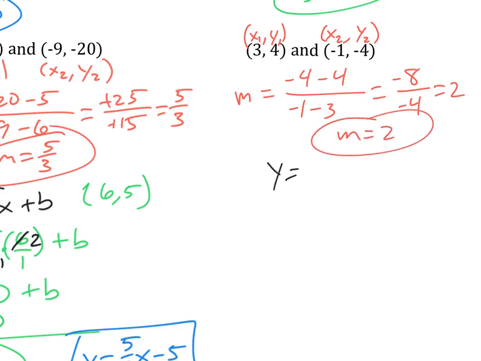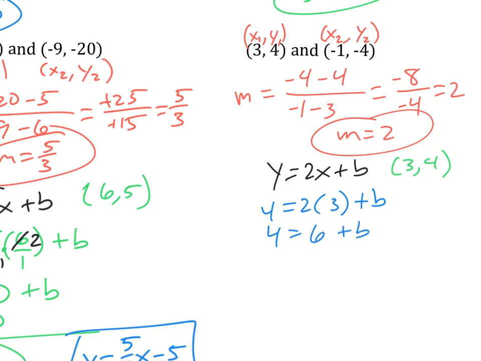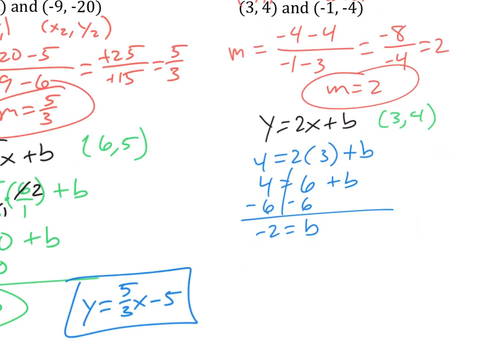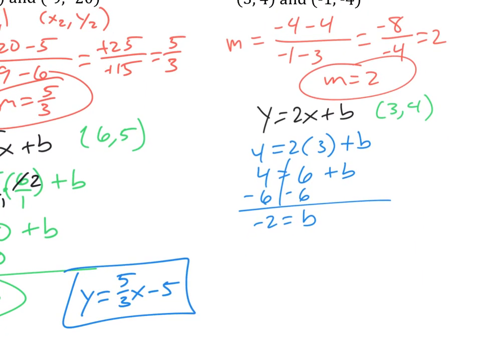We'll have y equals 2x plus b. And then to solve for b, I'm going to substitute in the point 3 comma 4. So we'll end up with 4 equals 2 times 3 plus b. And then we get 4 equals 2 times 3, which is 6, plus b. Subtract 6 on both sides to solve for b. We get negative 2 is equal to b. And we can write our equation: y equals 2x minus 2.